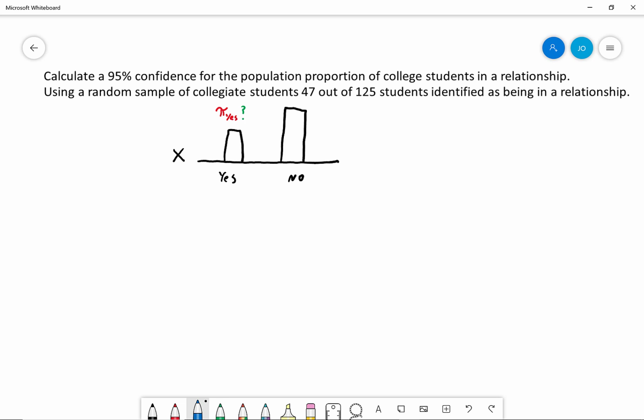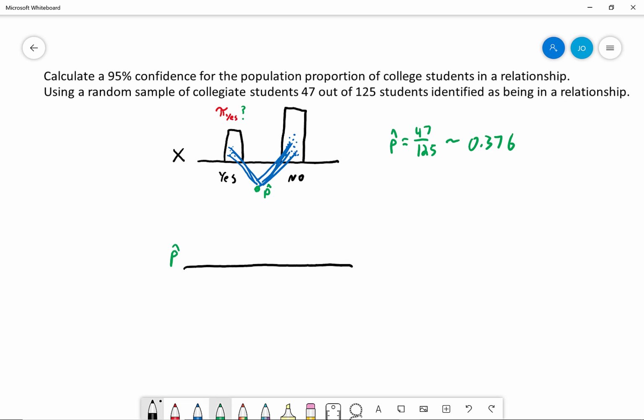So what we'll do is this. We'll take a sample. In this case, we took a sample of 125 observations. Right? So all of those observations we took a sample from. And that yielded a sample proportion, p hat. In this case, p hat turns out to be 47 over 125, which is about 0.376. Down below, I'll write a little p hat, and this is where we will plot that sample proportion.